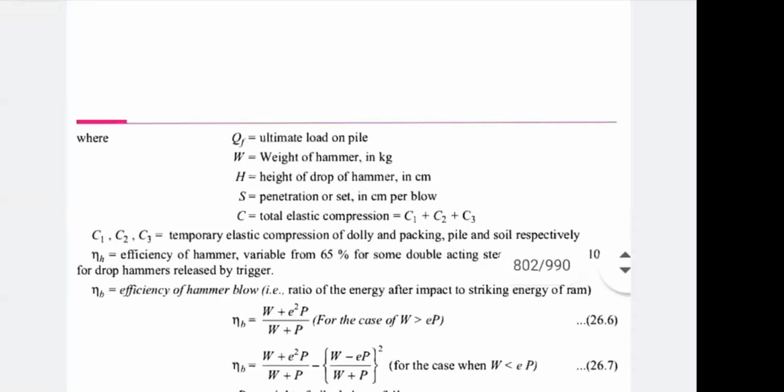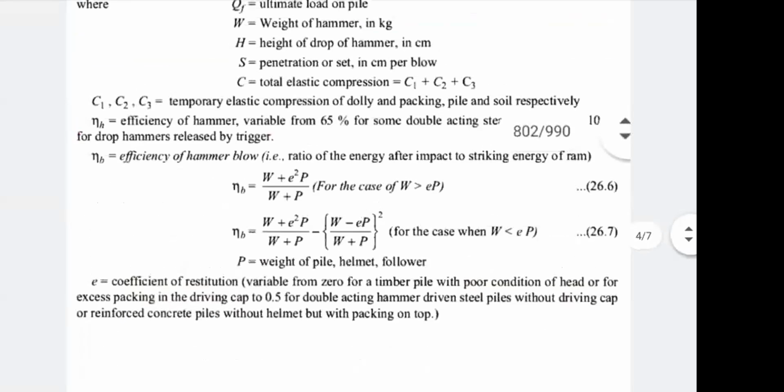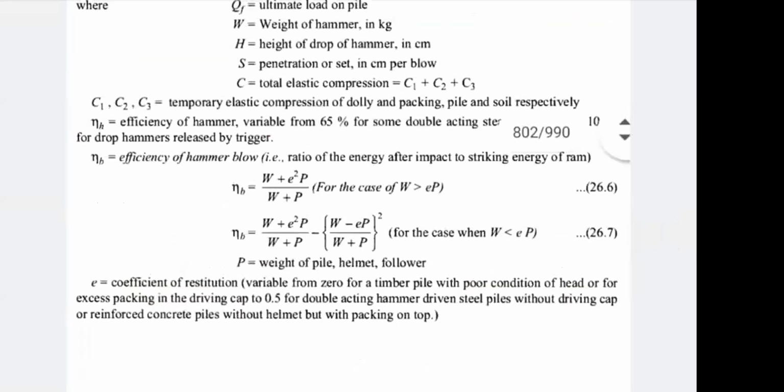It has a formula, generally for the case when W is greater than eP. What is P? P is nothing but the weight of the pile, and e is the coefficient of restitution. So ηB = (W + e²P) / (W + P). This is the ηB formula.